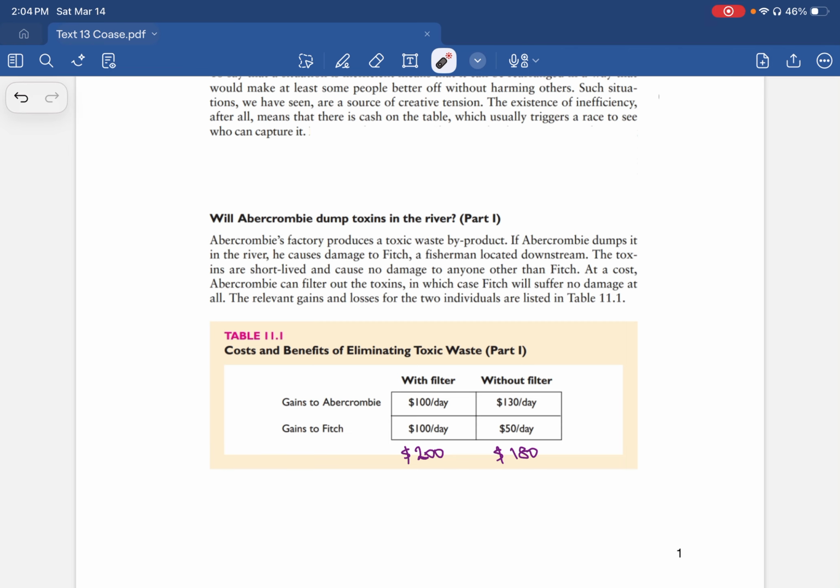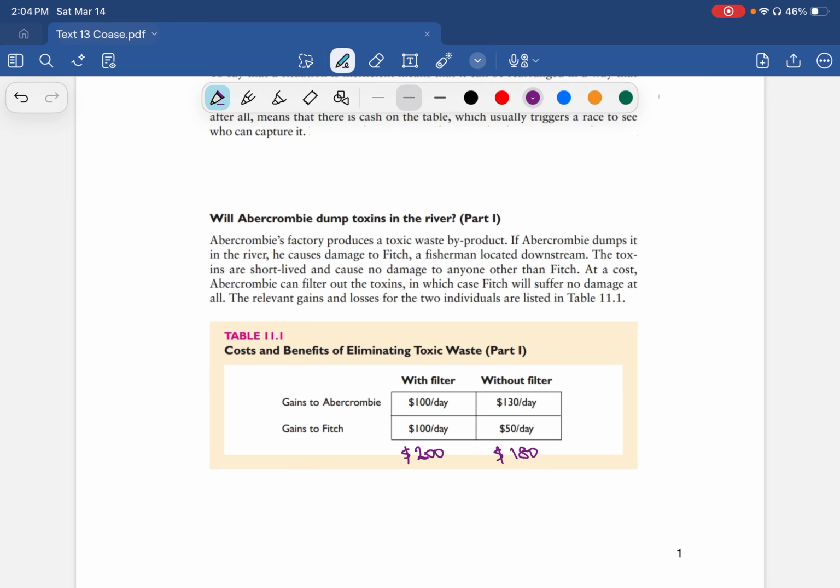Now, how can we expect this inefficiency to be resolved if these two people can communicate and negotiate? Well, let's see what would happen if Abercrombie was encouraged to use a filter. So if he goes from not using a filter to using a filter, he loses how much? He loses 130 minus 100, so he loses $30. At the same time, Fitch is gaining 50, right? So plus 50. And between the two of them, we know that the overall gain will be 20, which makes sense because one guy is gaining 50, another one is losing 30.